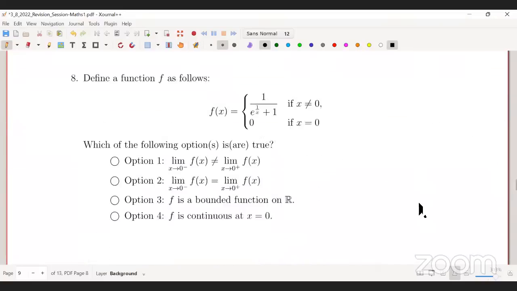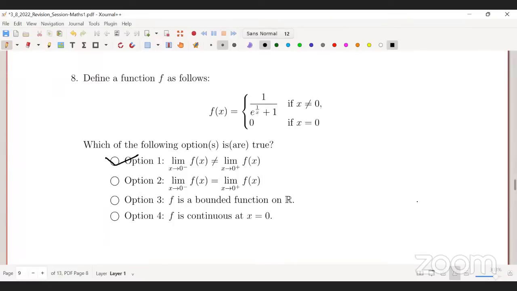Okay, let me do it quickly. Can you tell me the answer to this question? Just a second, sir. One minute, sir. It's not continuous. Yes, so sir, it is not continuous. Okay, option 1 is correct.